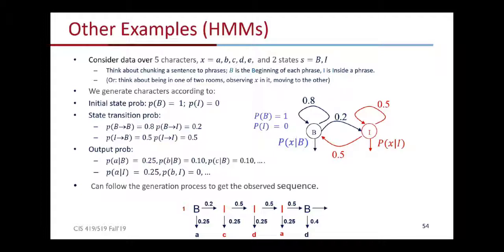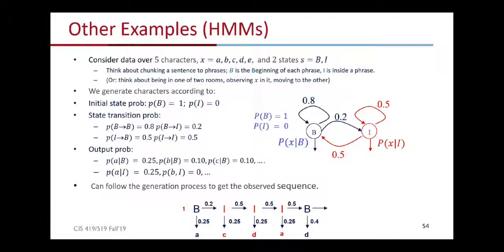And once you are in a state, you determine which word belongs to the state. You can also think about being in one of 2 rooms, observing X in the room, and then either moving to the next room or staying in this room. So there are many processes that you can do with this. And then again, the question is going to be, I'm going to give you data, and you want to be able to estimate these parameters that I'm showing here. This is a family of parameters, 3 kinds of parameters that you have to estimate: the initial probabilities, the state transition probabilities, and the output probabilities.